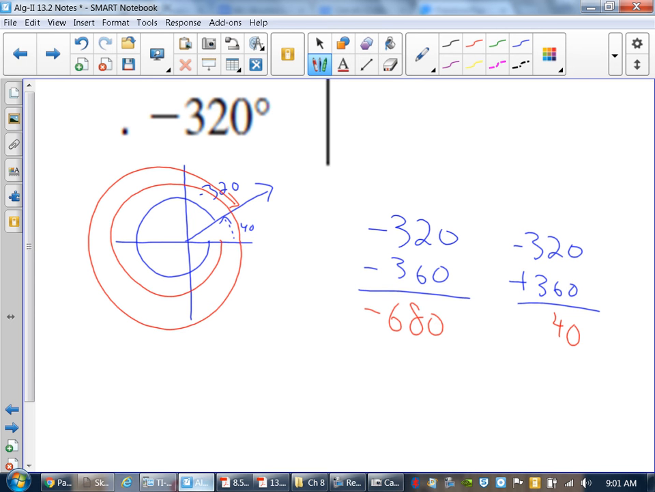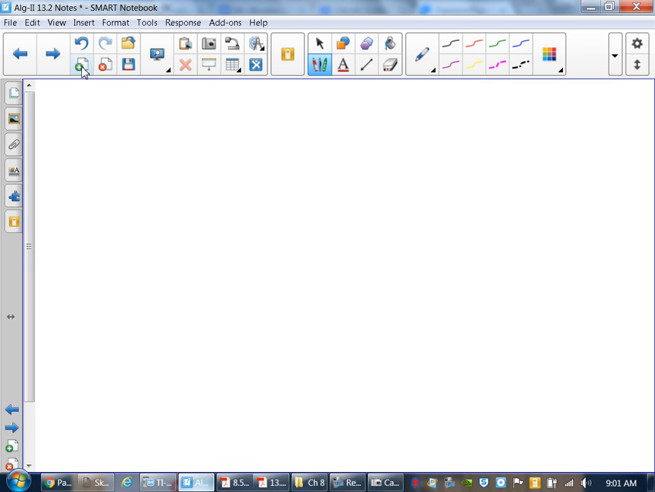Which means I get to show you something even more fun. We got 20 minutes. Radian measure. Ah, radians. It's what the real world uses.